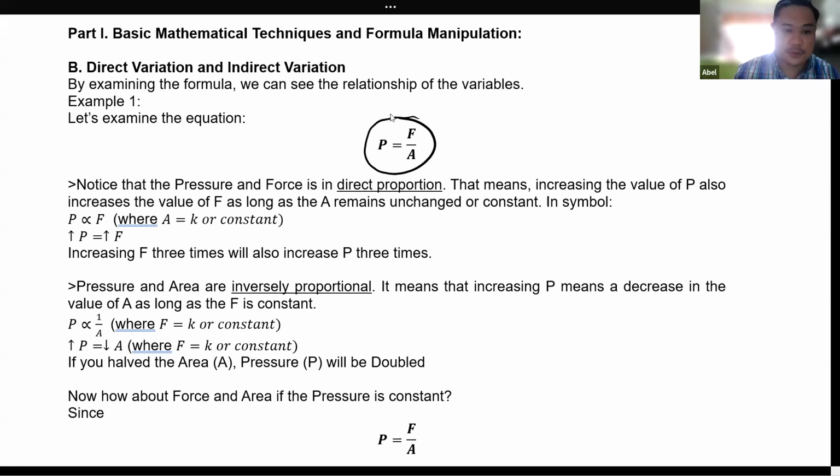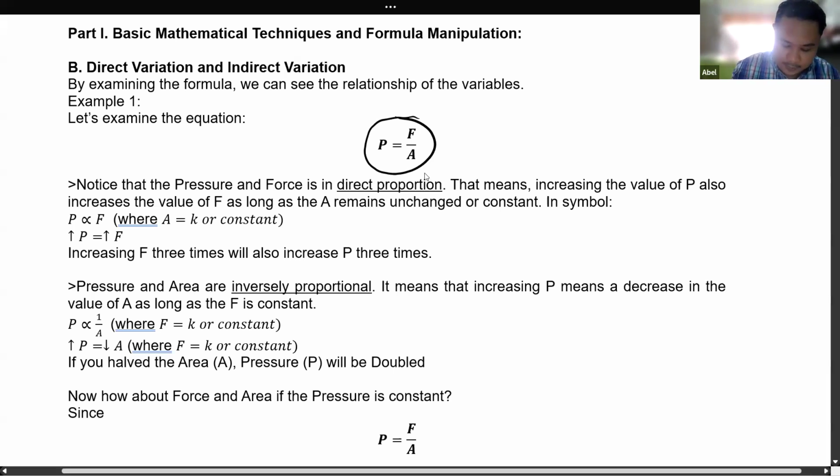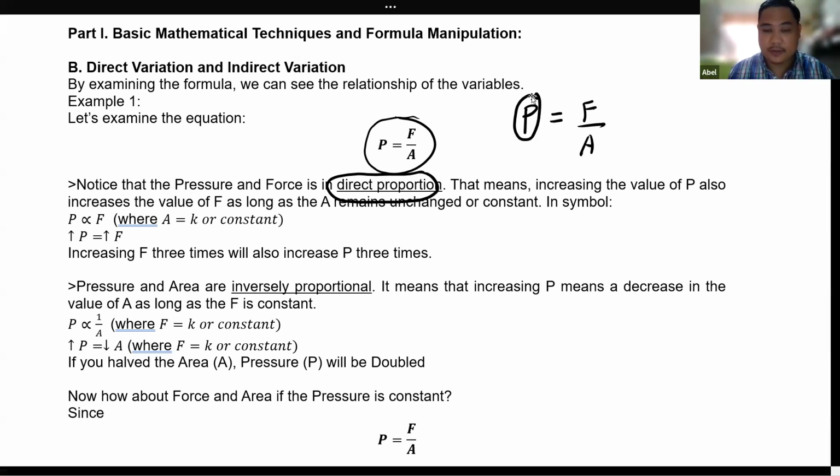Notice that the pressure and force are in direct proportion. Once you say direct proportion here, pressure is force over area. When you look at the variable of force on the right side of the equation, it is the numerator part. So here you can see that the pressure and force are in direct variation, and so we have that symbol.